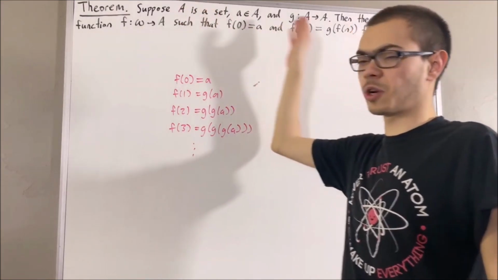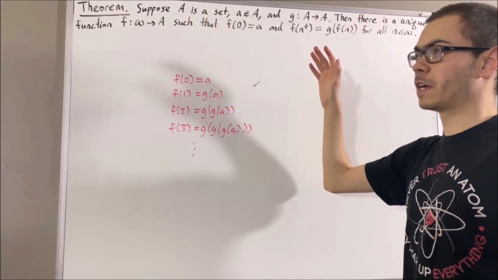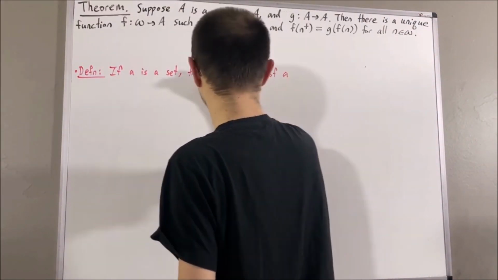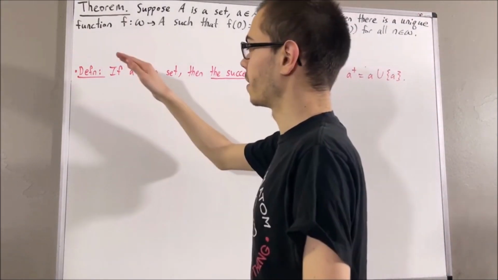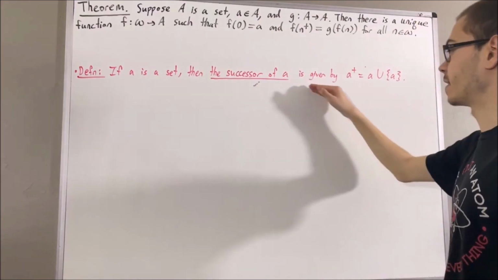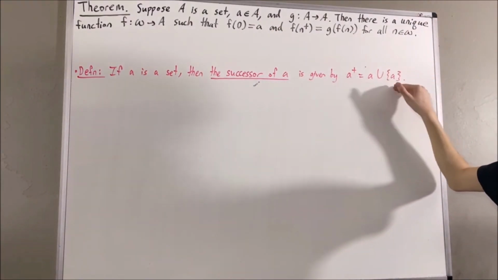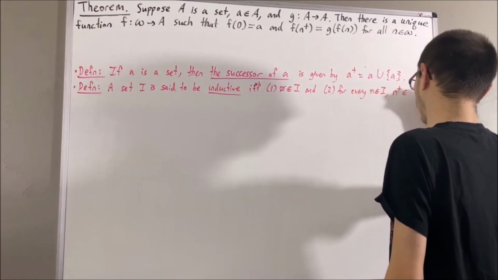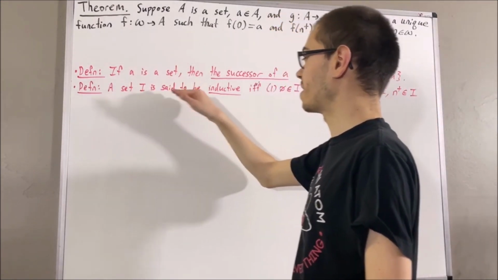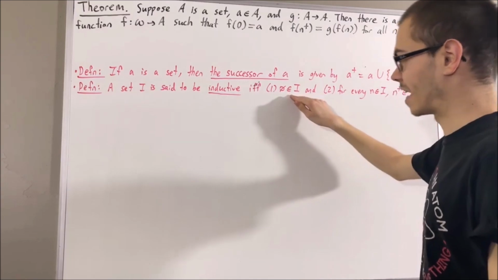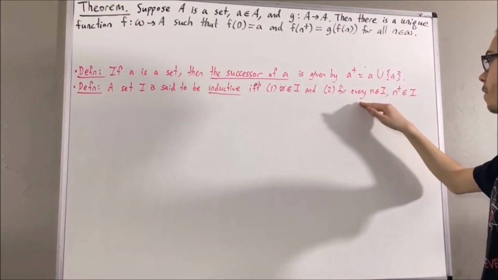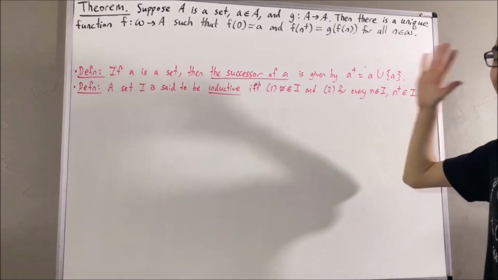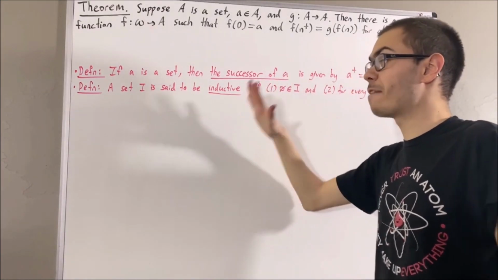Now, before we get into proving this theorem, let's first remind ourselves of how we've constructed the natural numbers so far. First of all, if a is a set, then the successor of a is given by the union of a and the singleton set of a. And next, a set I is said to be an inductive set if the empty set is an element of I, and for every element n in I, the successor of n is an element of I as well. Now, a natural number is a set which belongs to every inductive set.